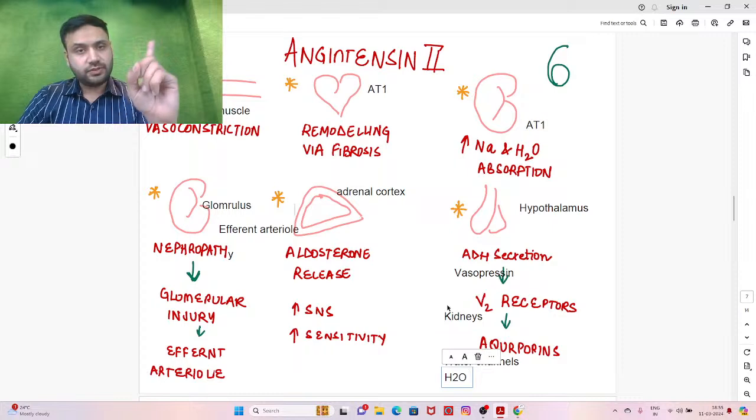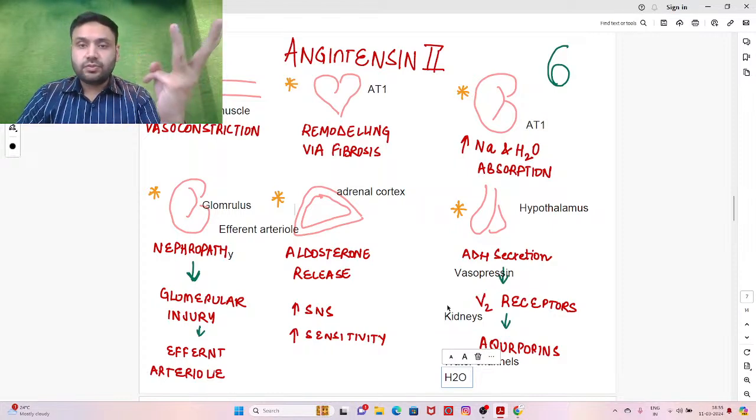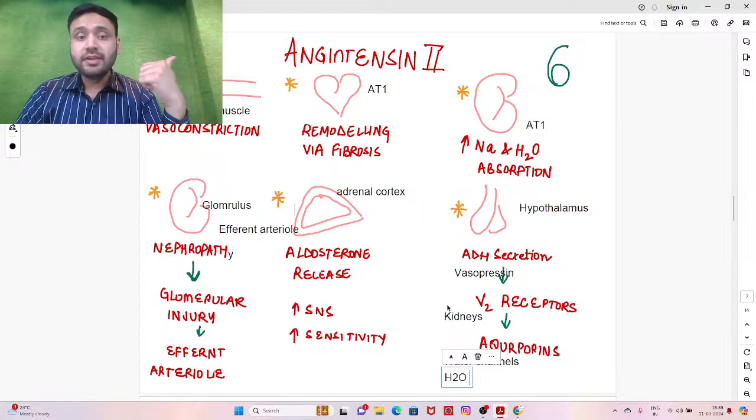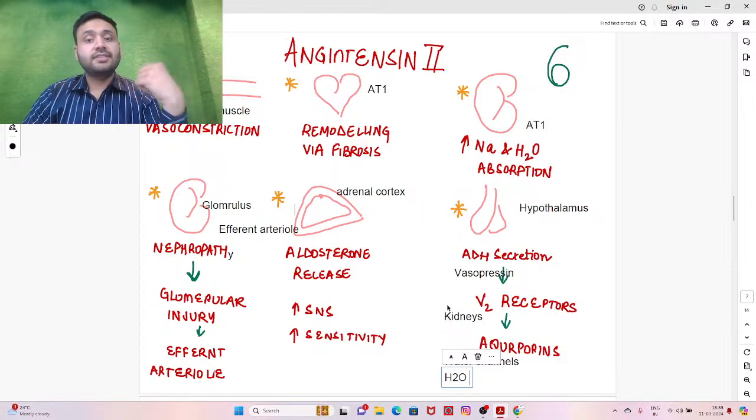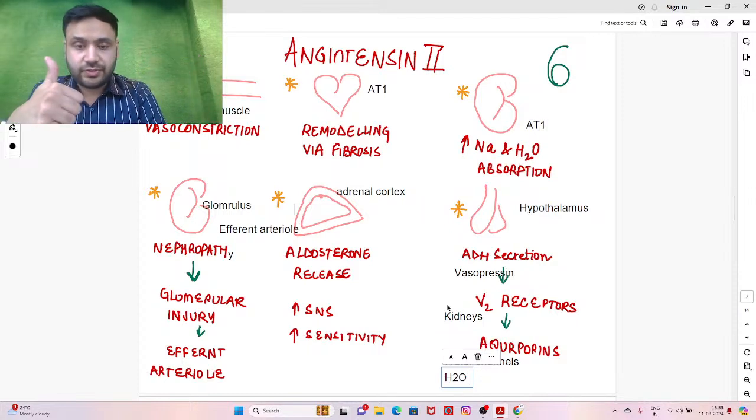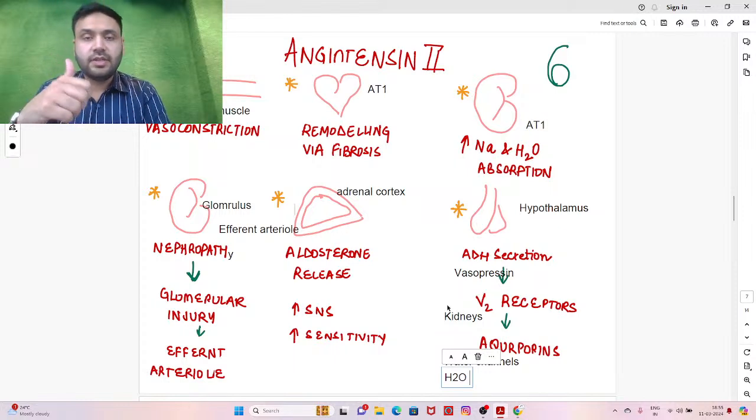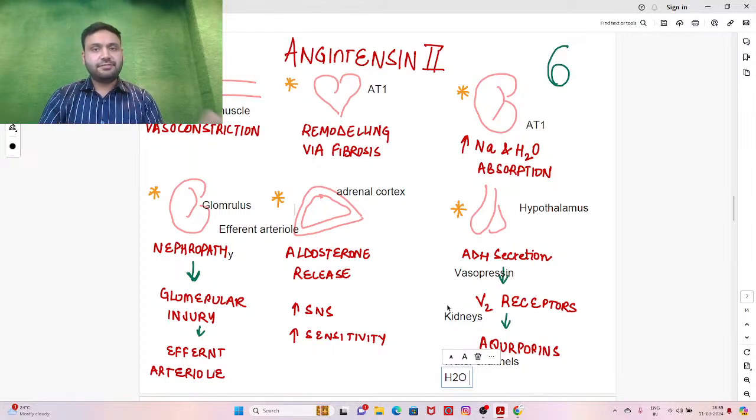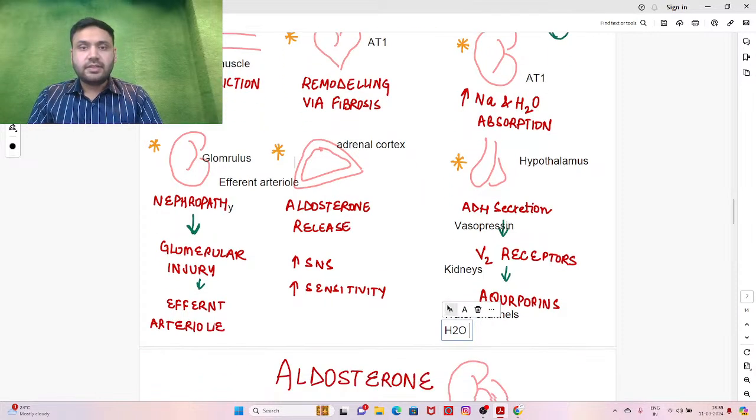So there are 6 important effects of angiotensin 2 that we need to remember. That is vasoconstriction, cardiac remodeling, increased sodium and water reabsorption, then nephropathy through efferent arteriolar constriction, 5th is aldosterone release, and 6th is ADH secretion. With regards to these 6 effects, there are two more important aspects that we should remember.